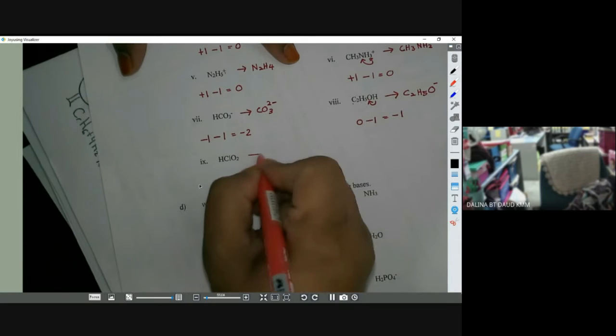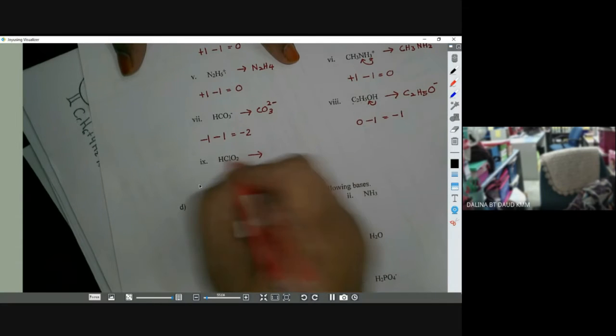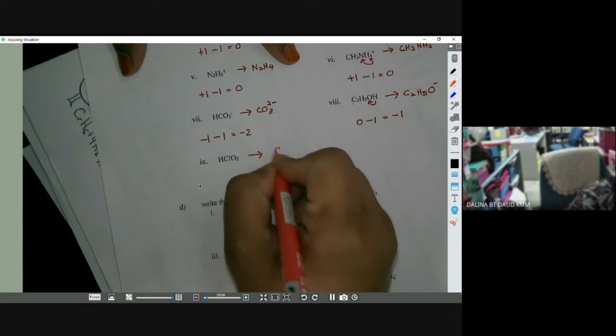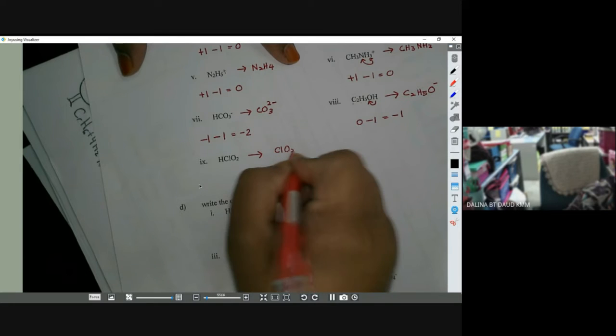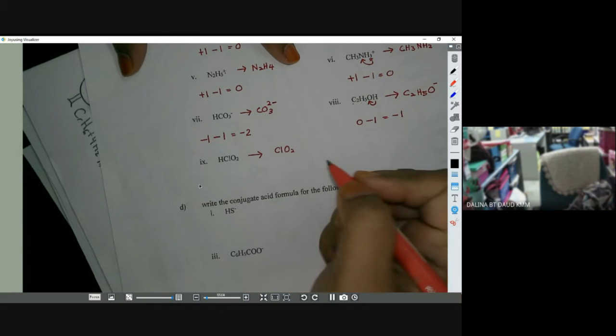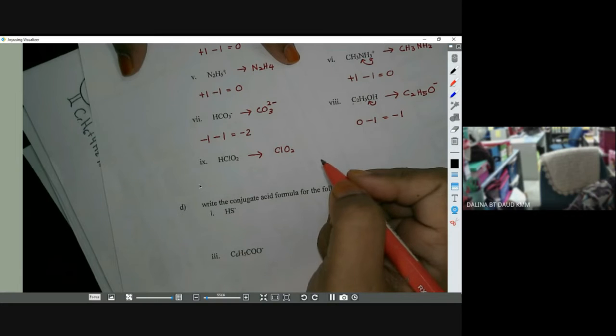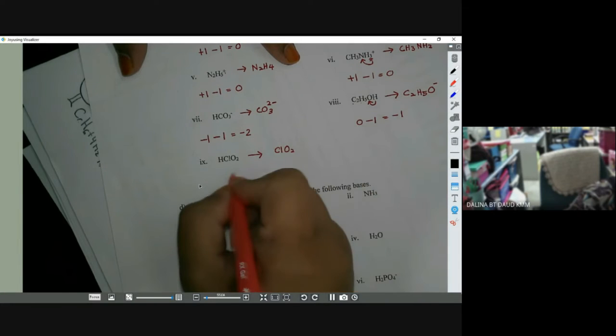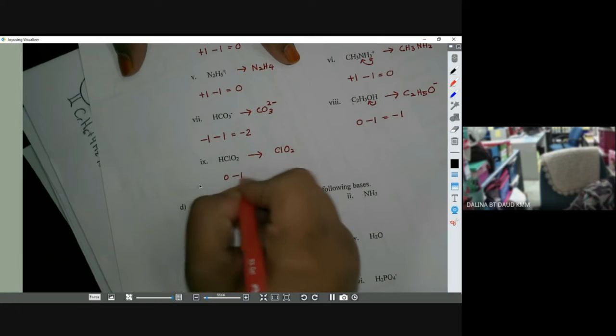Okay, and the last one also same. Saya saja bagi latihan banyak kat sini. So ClO2. Okay, so it will become 0 minus 1 equal to negative 1. So this is negative.